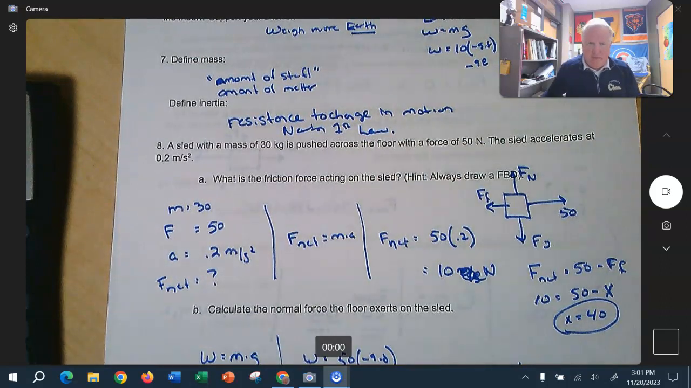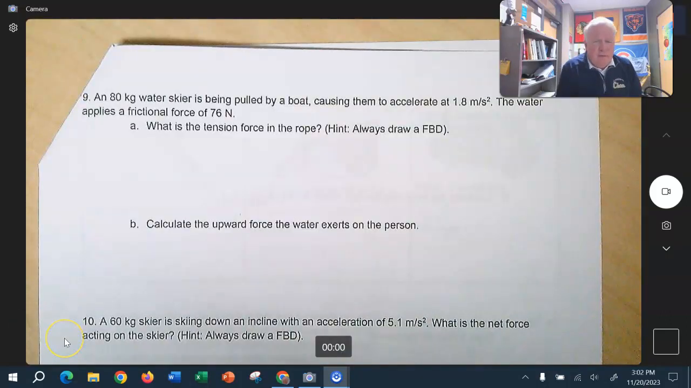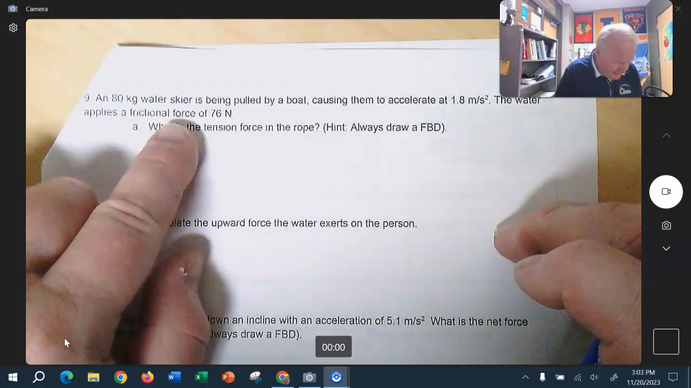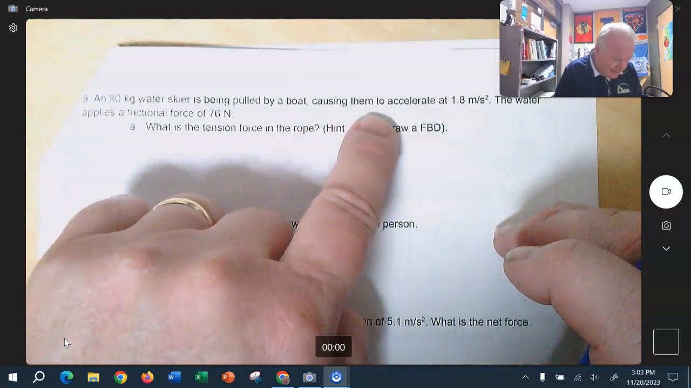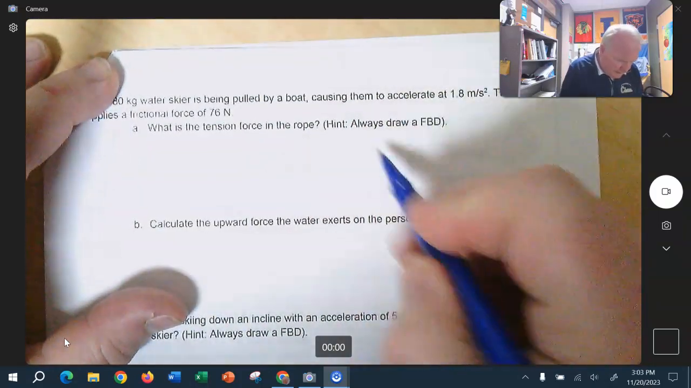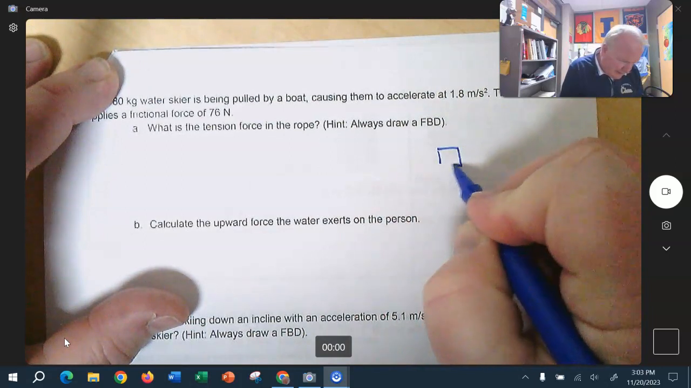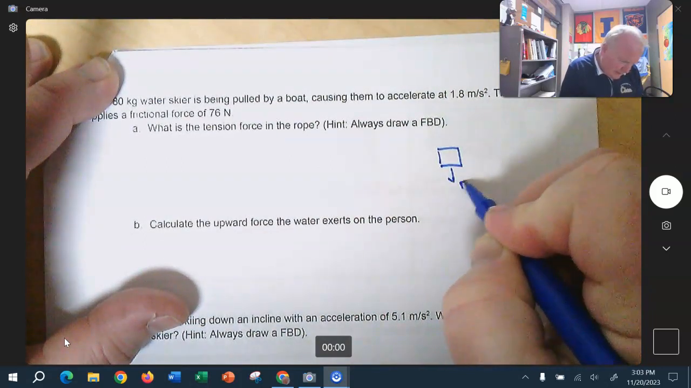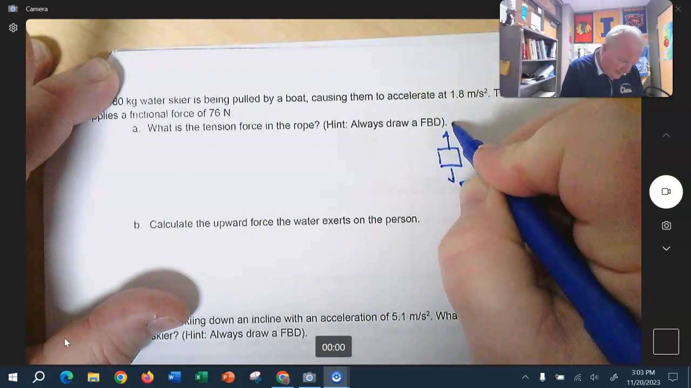Okay? I'm going to pause it real quick and we'll go. Okay, we're moving on to question 9 on page 3. And all they're talking about is a skier being pulled by a boat causing them to accelerate. So it says always draw the free body diagram. So I'll draw the free body diagram. The person has a mass, their gravity, they're on Earth.